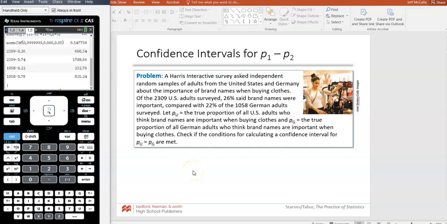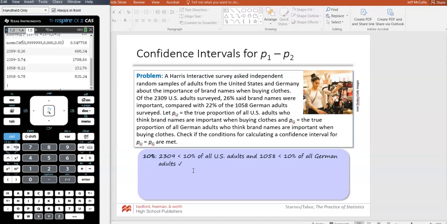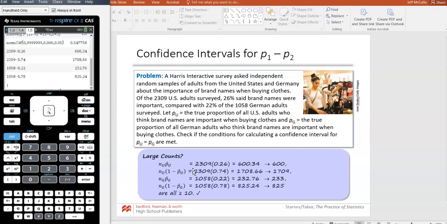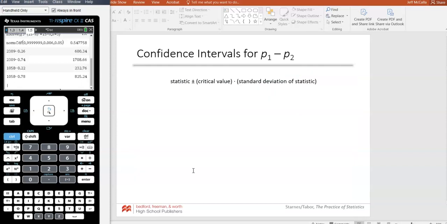This is the way they phrase things. So random independent samples of U.S. adults. Less than 10% in both cases. Large counts, they showed their work. They said all those things are greater than or equal to 10. So we're good. Okay.